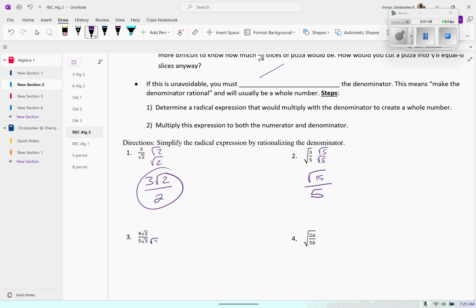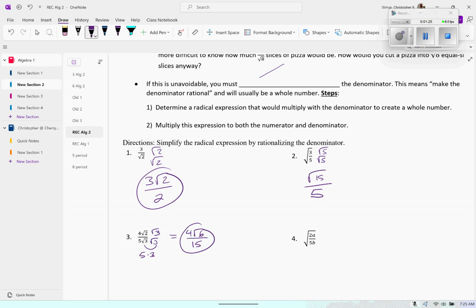This one I'm going to multiply top and bottom by root 3 and root 3. So that's going to give me, on top, 4 root 6. This 6 will not break down. Over root 3 times root 3 is 3 because it's root 9. So it comes out to 3, so it's 15. Check to see if 4 and 15 will reduce.